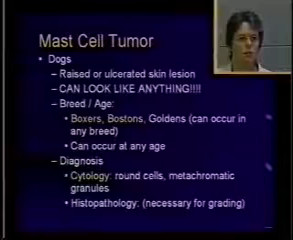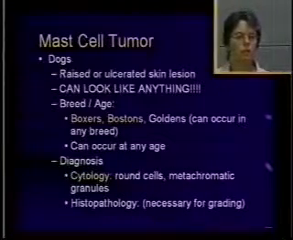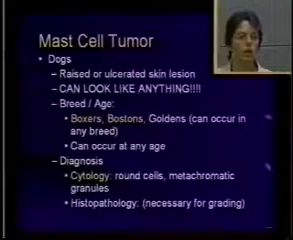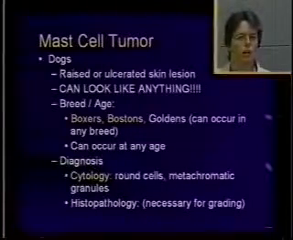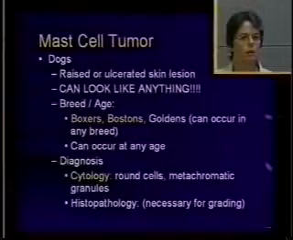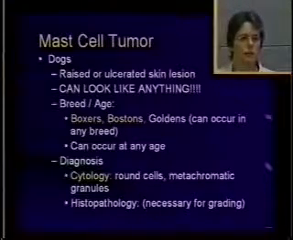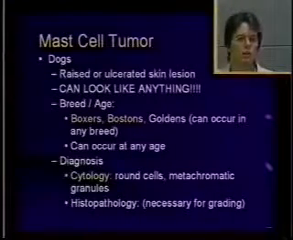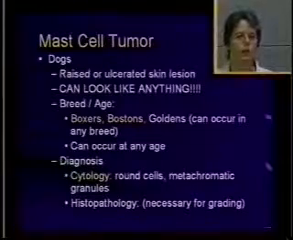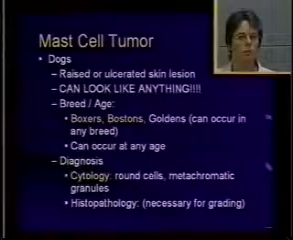The diagnosis of a mast cell tumor is generally made on cytology, so a fine needle aspirate of a cutaneous mass or a subcutaneous mass will show a large number of cells that have these metachromatic granules, and this is pretty much pathognomonic for a mast cell tumor. In order to grade the tumor, however, you need to have histopathology. And histopathology is important because grade does have some prognostic implications as far as whether chemotherapy should be used, whether adjunctive therapy such as radiation should be used, or whether any additional therapy is indicated at all.